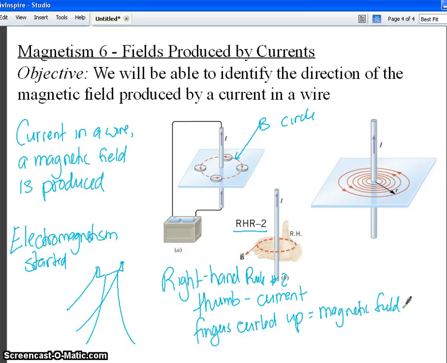So in both these situations, the current is going up. If you take your thumb and have it pointing up and pretend you're curling your fingers around this wire, your fingers are going to go in a counterclockwise motion. If I cross this out and say the current is going down, your thumb would go down and your fingers will curl in the opposite direction, in a clockwise direction if I'm looking from up top. Okay? So that is right-hand rule number two, and fields produced by a current.